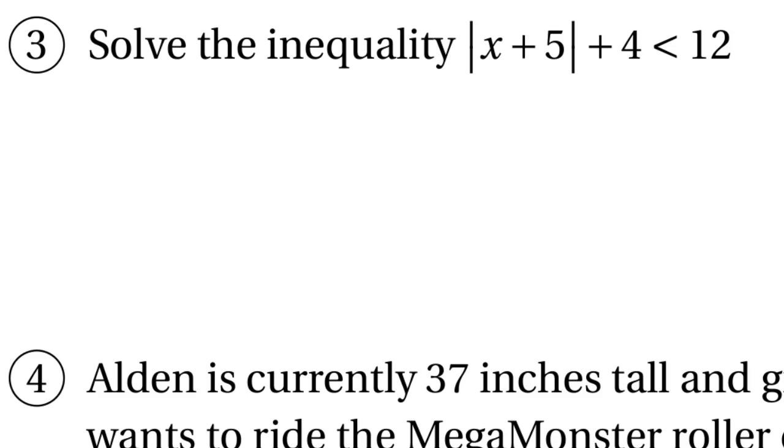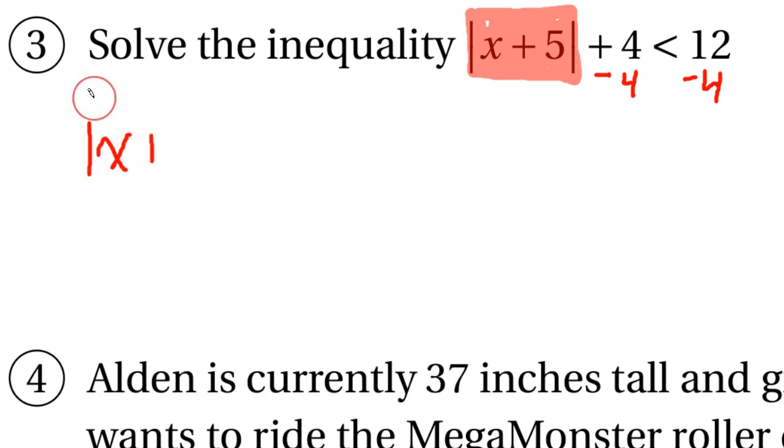So in problem 3, they're asking us to solve this inequality, and the first thing I know whenever I see an inequality is I need to get this entire absolute value right here in red by itself before I can do anything else. So to get that absolute value by itself, the first thing I'm going to do is subtract 4 from both sides. And when I do that, it's going to leave me with x plus 5 inside of an absolute value is less than 12 minus 4, which is 8.